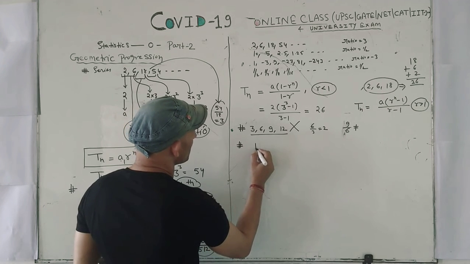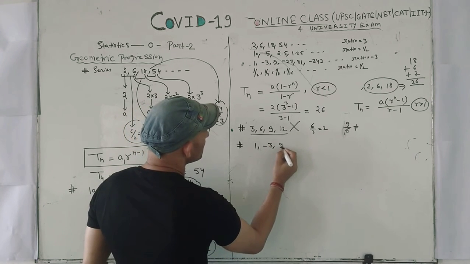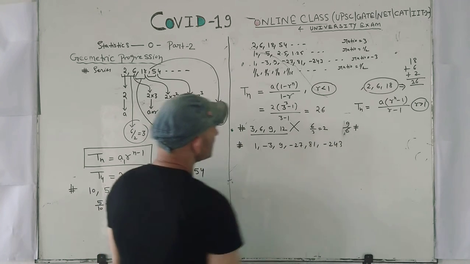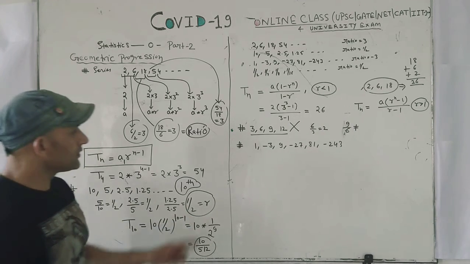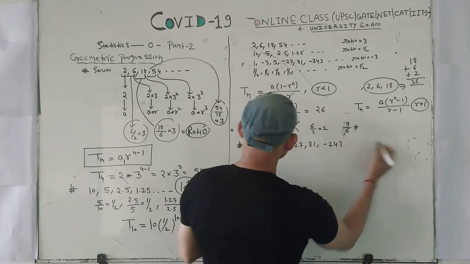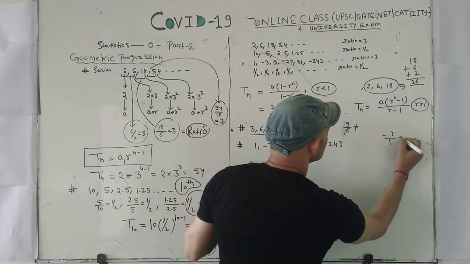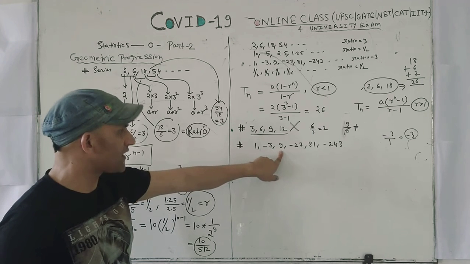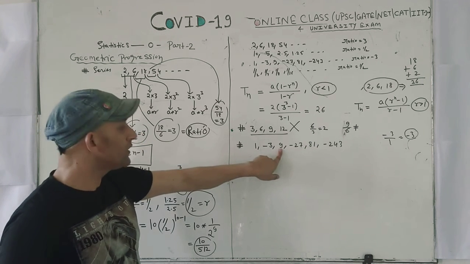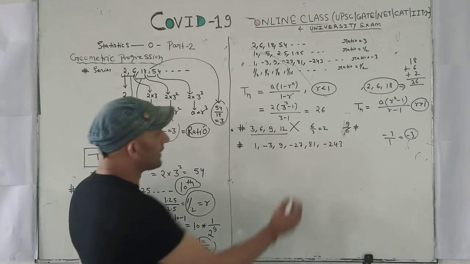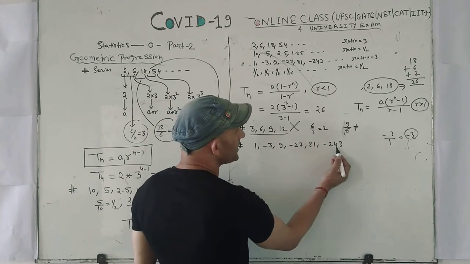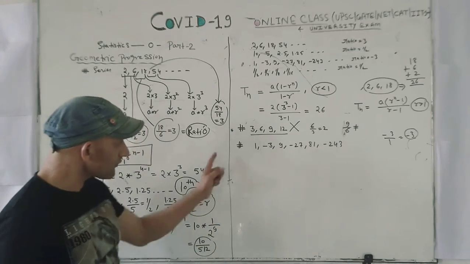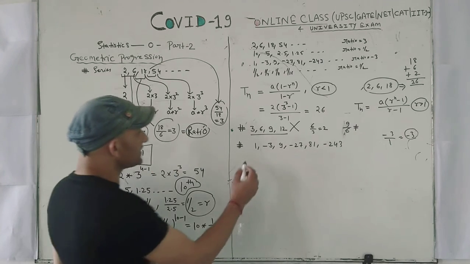Another example is this: 1, minus 3, 9, minus 27, 81, minus 243. He is asking whether this is GP or not. So minus 3 upon 1 is equal to minus 3. Again, 9 upon minus 3 is minus 3. Again, minus 27 upon 9 is minus 3. Then 81 upon minus 27 is minus 3. Minus 243 upon 81 is minus 3, because 81 into 3 is 243. So in this condition, this is GP.